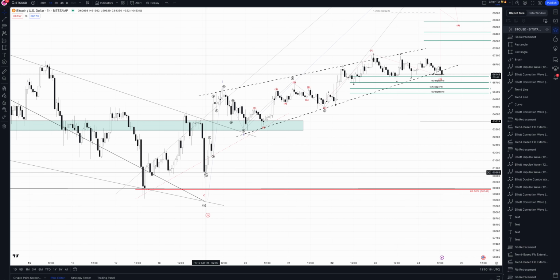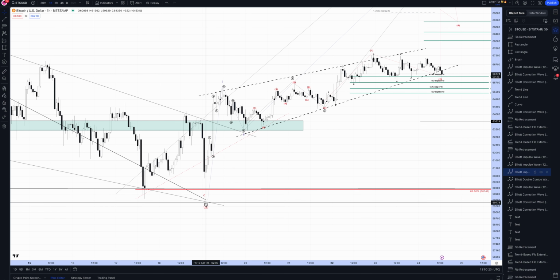This was your short squeeze right over here, and we perfectly called it right to the tick in the Patreon.